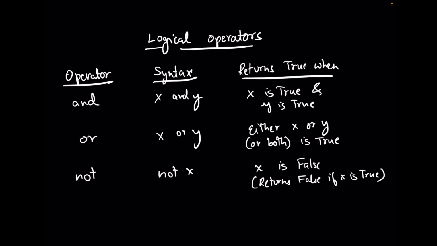Now we have finally the NOT operator. The NOT, unlike the operators we've seen till now, is a unary operator, which means that the input that it has is only a single data or a single variable. So here you can see the syntax is not x, and what this does is it returns true if x is false and it returns false if x is true. Basically, it returns the reverse of the input Boolean value. These are all the logical operators commonly used.